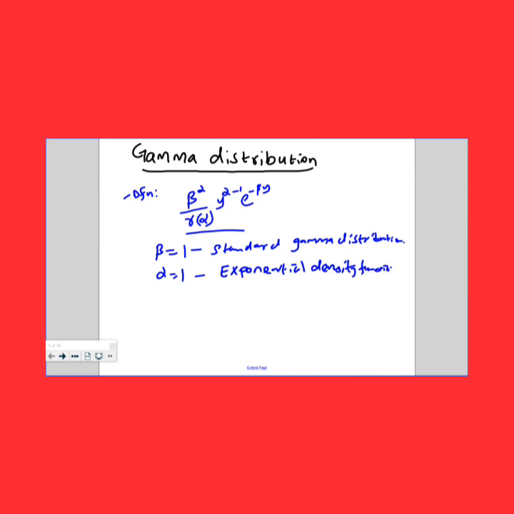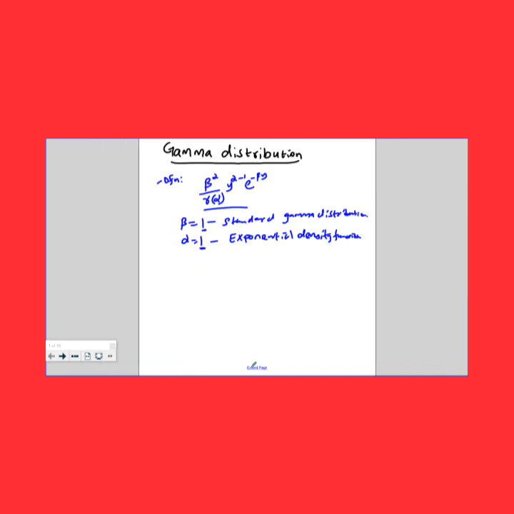So in a question you might not be given the values; you may just be told that this is a standard gamma distribution, and therefore you are supposed to know the value of beta must be equal to 1, or that it is an exponential density function. A question can just mention that, and then tell you that alpha is 1. So you are supposed to have that in mind. Please take note of this.